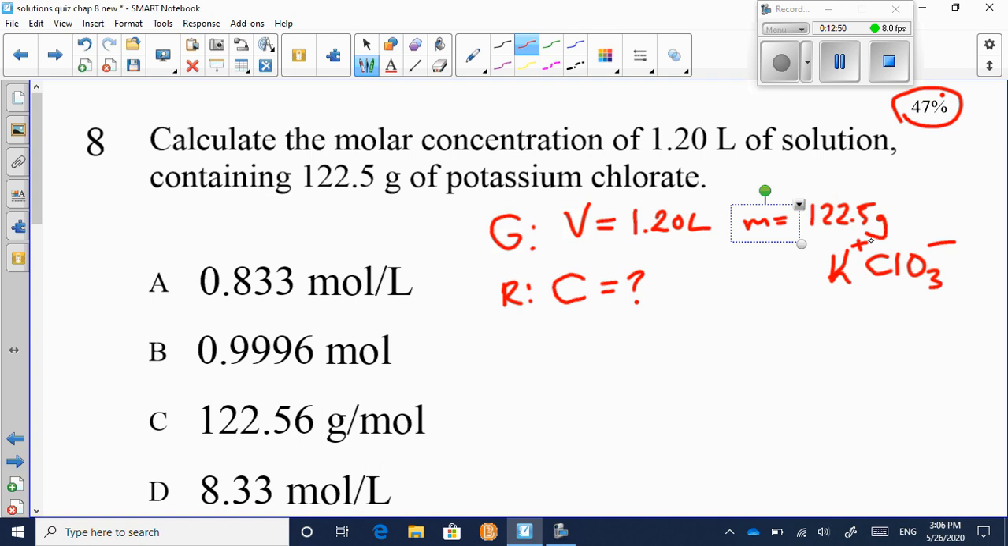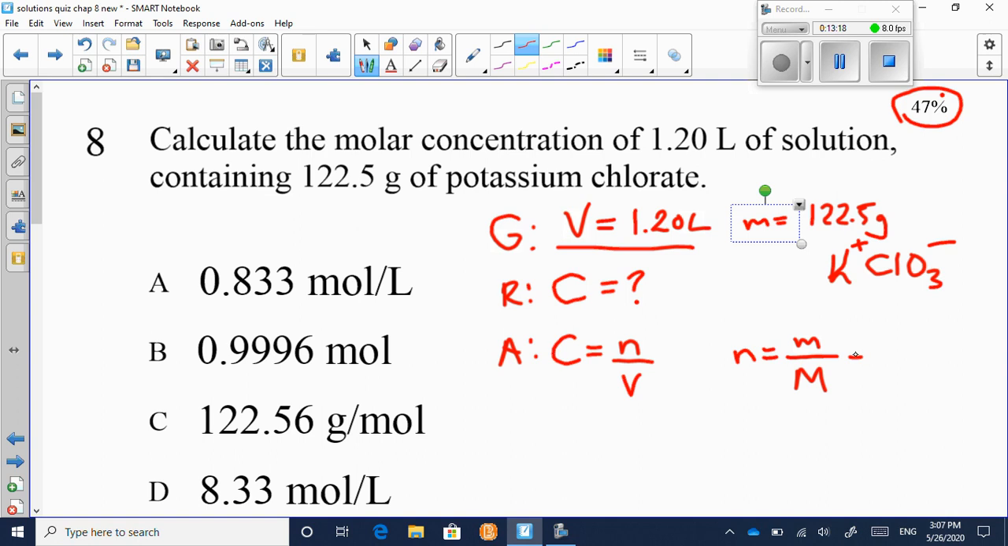Okay, so potassium chlorate. And here we go. So what they want is C. Well, I know C is equal to N over V, so I've got the V, but I don't have the number of moles. And so the first thing I'm going to have to do is calculate the number of moles, which is the sample mass divided by the molar mass.